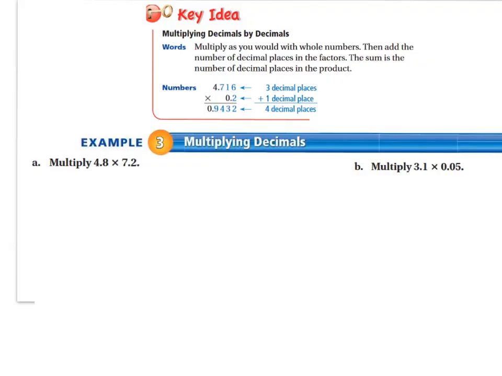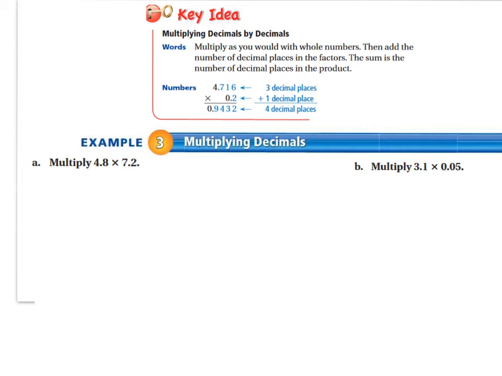Key idea, multiplying decimals by decimals. Multiply as you would with whole numbers, then add the number of decimal places in the factors. The sum is the number of decimal places in the product. For example, 4.716 times 0.2, you multiply as you normally would. Then you go back and now both factors have decimal places in them. So you count the number of decimal places in the first factor, and there are 3. Count the number of decimal places in the second factor, there is 1. You add those two together and there are 4 decimal places between the two factors together. So in your answer you move your decimal 4 places.